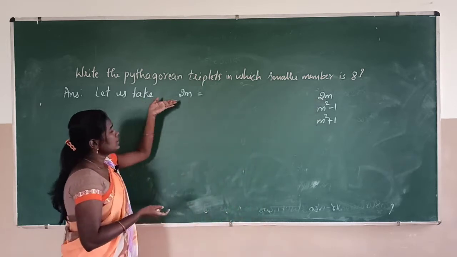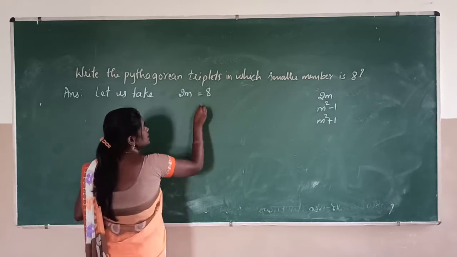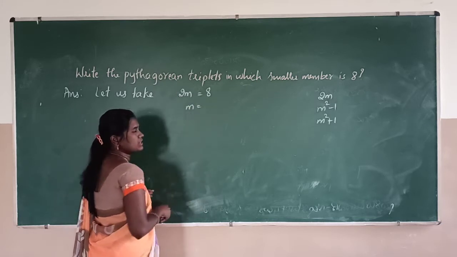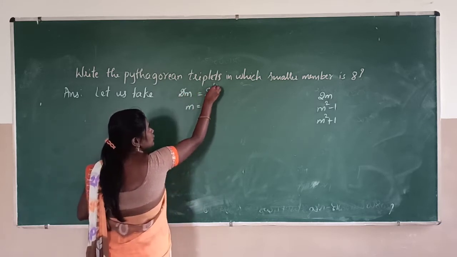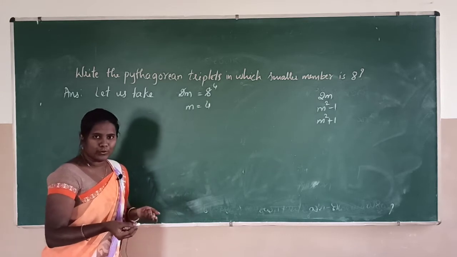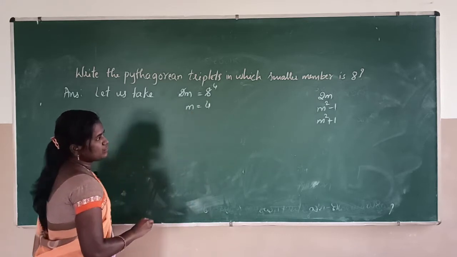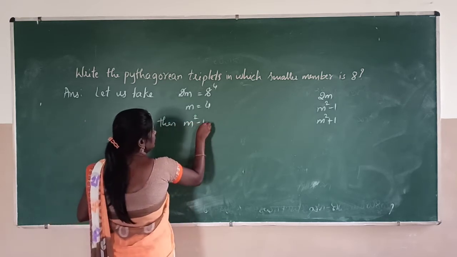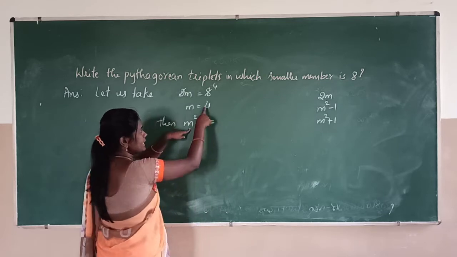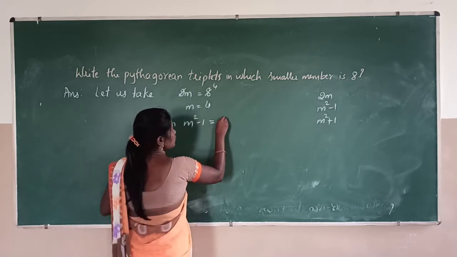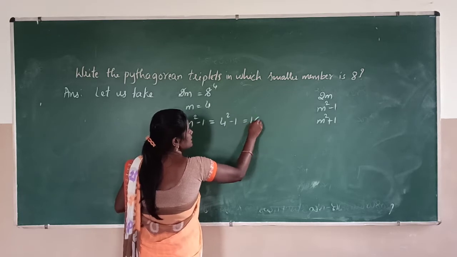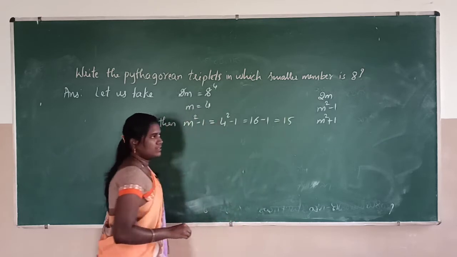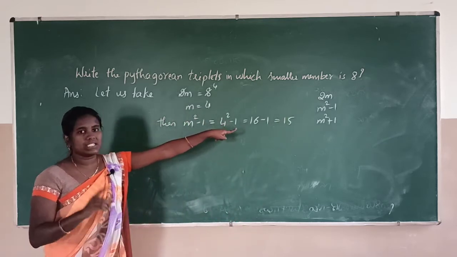First, let us consider 2m as 8. Then when 2m is equals to 8, m is equals to, transposing this 2, 2 ones are 2, 2 fours are 8. So m is equals to 4. When m is equals to 4, then m square minus 1 is 4 square minus 1. It is 16 minus 1. What is 16 minus 1? Yes, of course, it is 15. So m square minus 1 is 15.